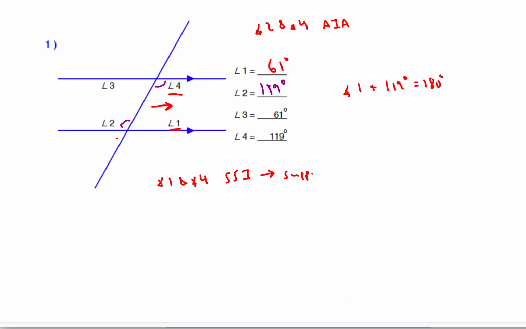Now, could you have recognized that, hey, wait, angle 1 and angle 3 are different, right? Those two arcs, right? But they're also alternate interior. That means angle 3 and angle 1. So you could have gone that route as well.